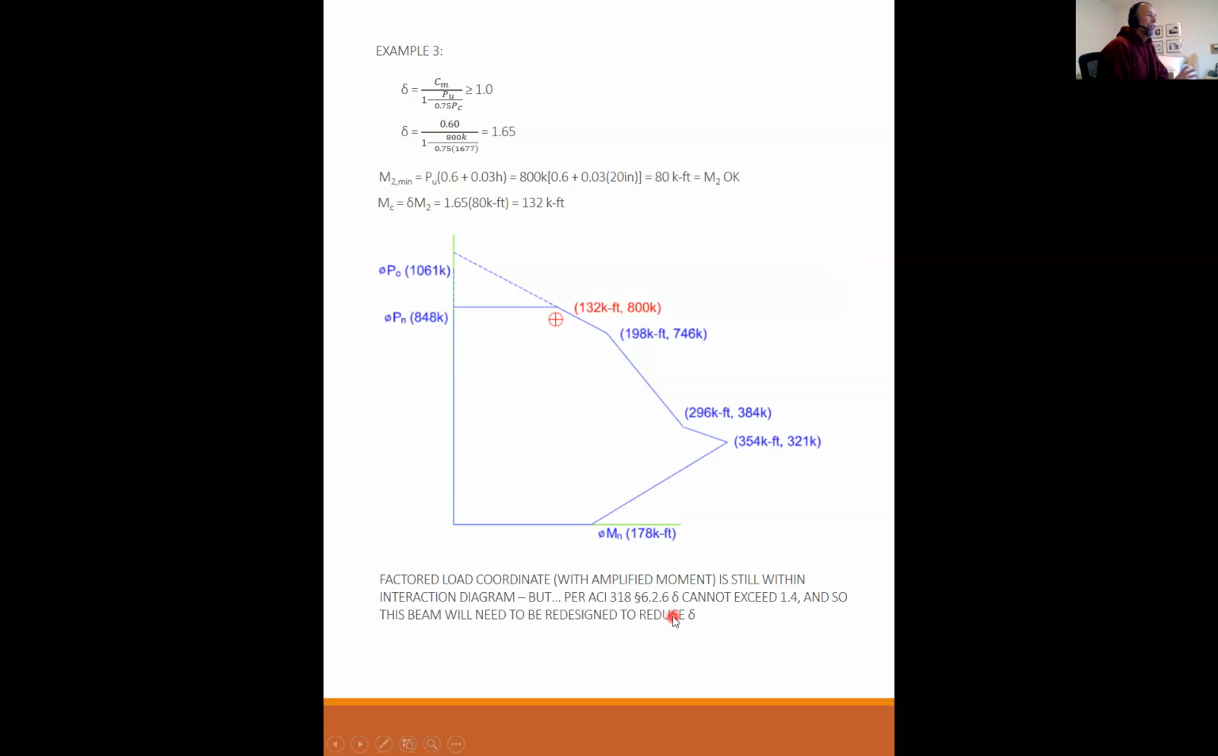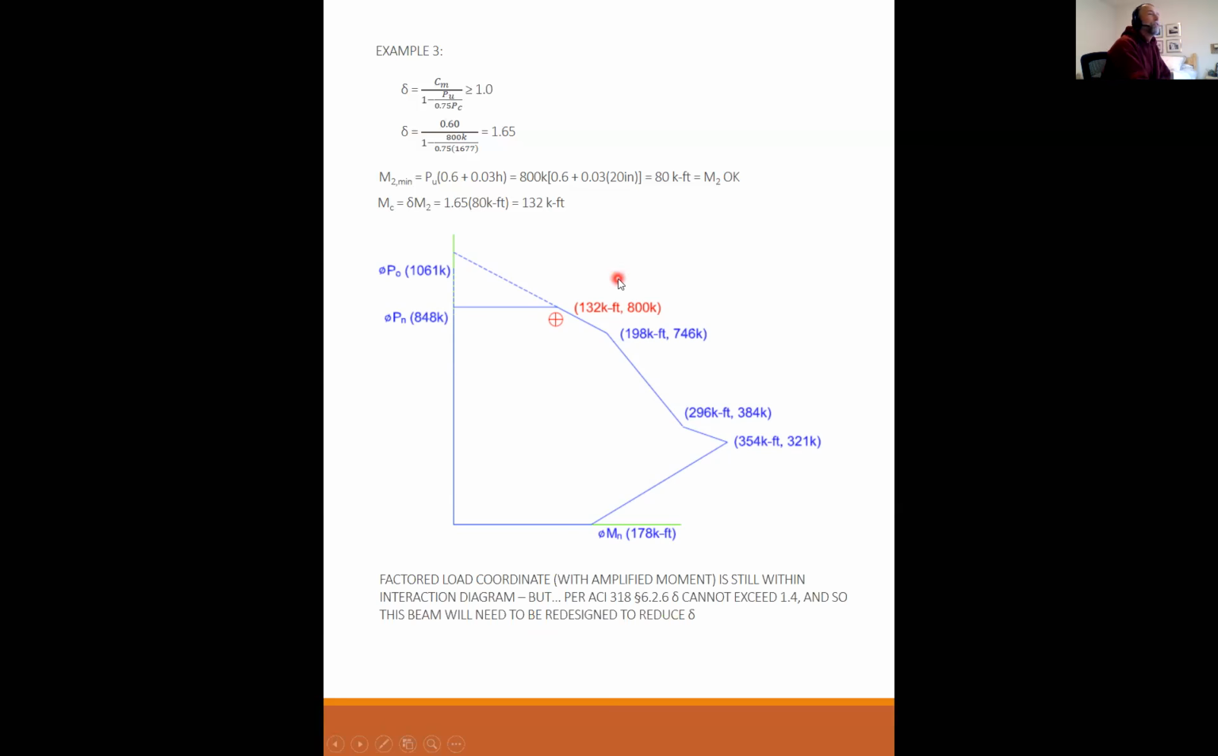So everything you just said is absolutely right. That's what I was looking for. But alas, section 6.2.6, delta cannot exceed 1.4. And so this beam will need, or this column will need to be redesigned to reduce that delta.